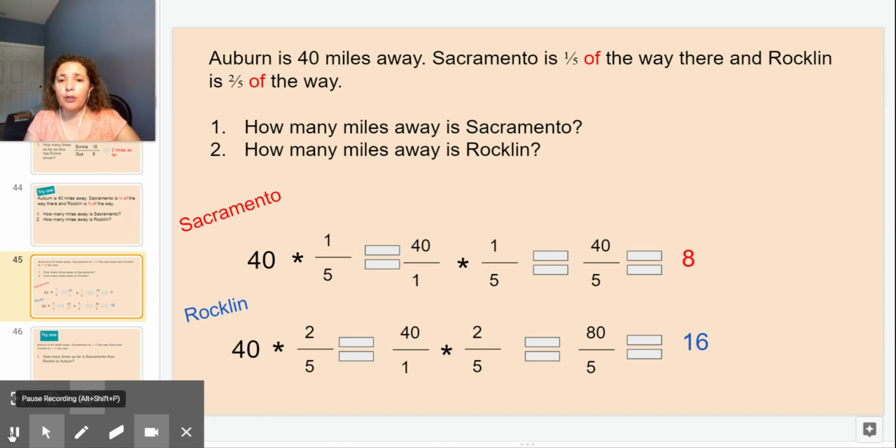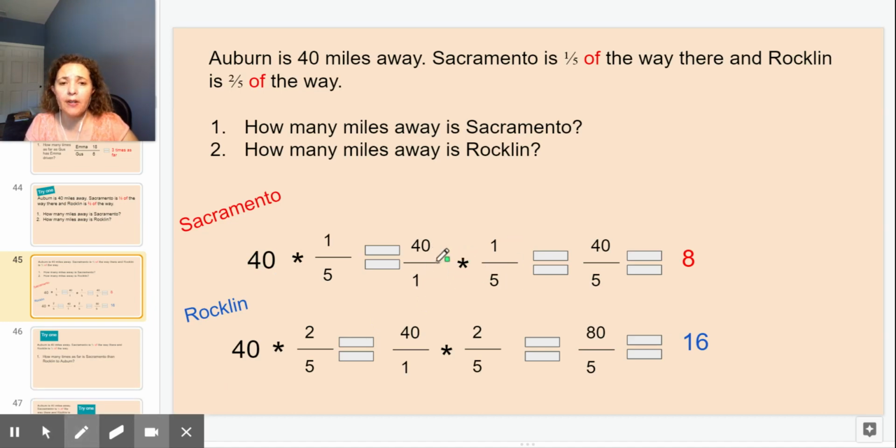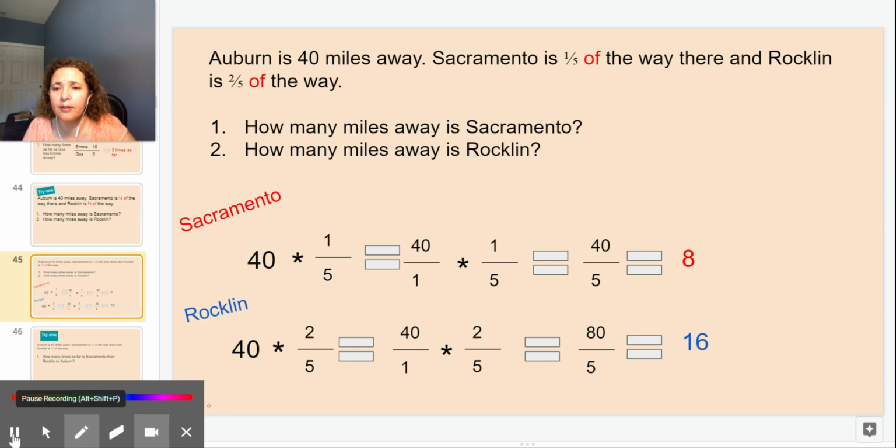Okay, so you should have rewritten the problem as 40 times 1/5, which is the same thing as 40 over 1 times 1/5. 40 times 1 is 40, 1 times 5 is 5. 40 divided by 5 is 8. Remember, the fraction bar means what? Division. Okay, 40 times 2/5. 40 times 2 is 80. 1 times 5 is 5. If I divide 80 by 5, I get 16. So that's how far it is.